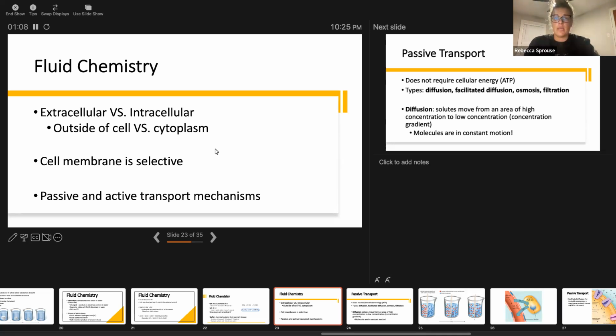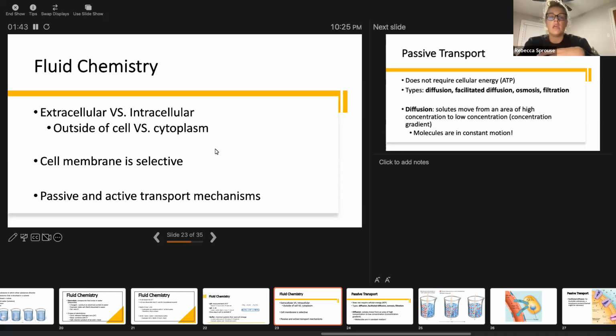Now, when we talk about fluid chemistry, we're talking about an intracellular environment and an extracellular environment, and what I mean by that is that a cell has cytoplasm, and that's fluid inside the cell. And so that fluid has to compare with the environment that cell is in and has to compare with the fluid that makes that up. And so when we talk about the intracellular environment, we're talking about the cytoplasmic concentrations of fluid. And when we're talking about the extracellular environment, we're talking about the outside concentrations.